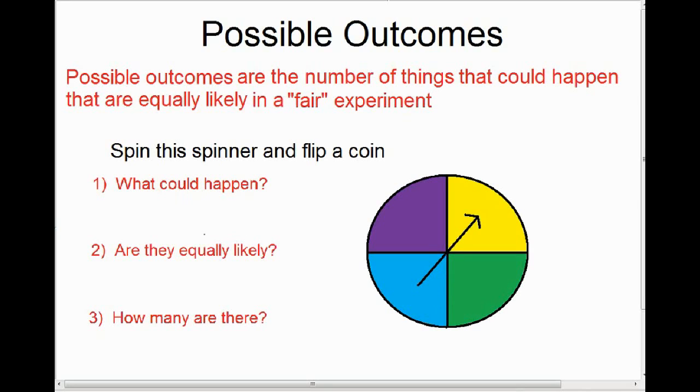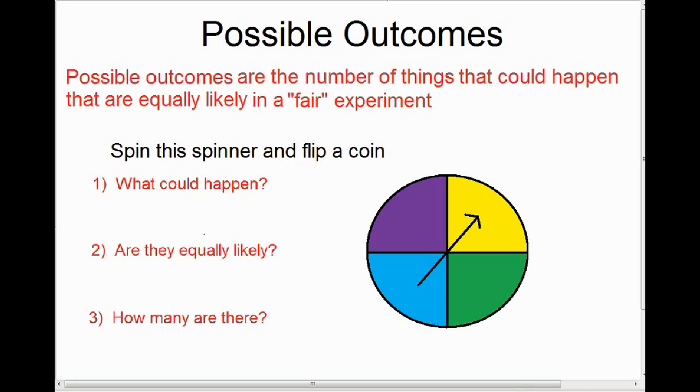So the examples that we've looked at so far, the experiments have only involved doing one thing. And the next thing we're going to talk about is combining 2 experiments. So suppose we flipped a coin and we spun this spinner at the same time. And we wanted to know what could happen.